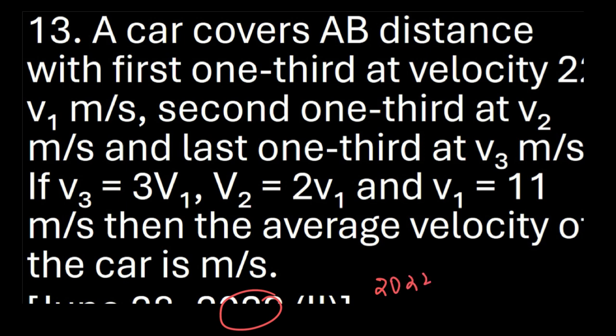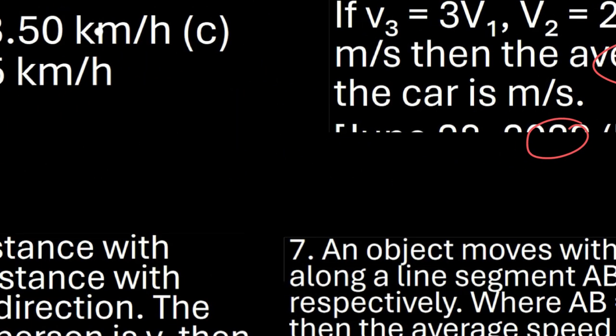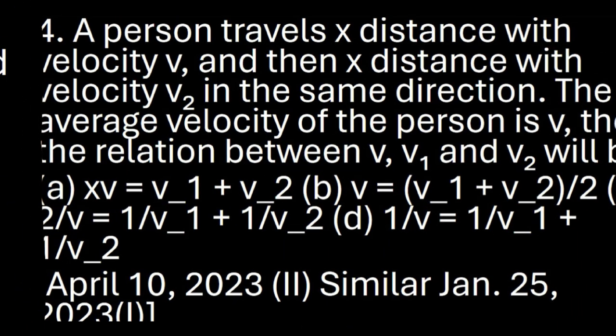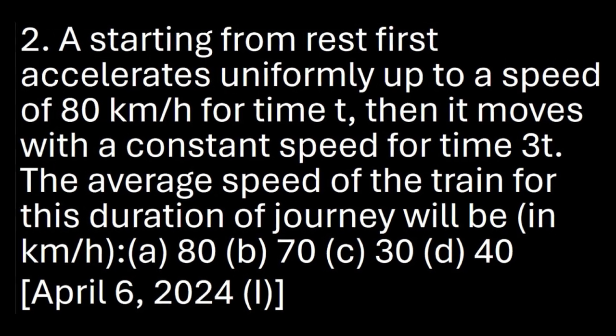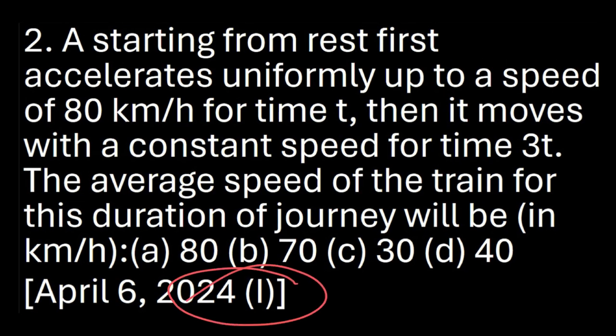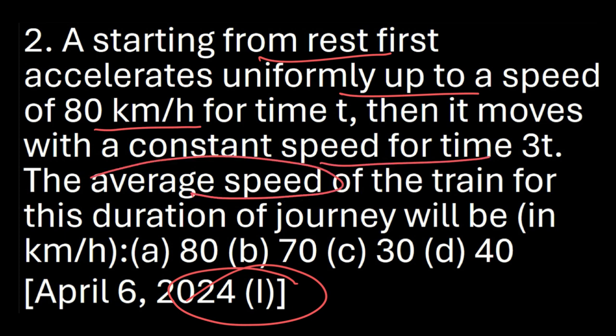I think this is in 2022. Look at that, average velocity again, right? It is literally the same thing that's been asked over and over again in the last few consecutive years. The 2024, 1 year before, right? What do we have here? Starting from rest, uniform acceleration, 80 kilometer per hour, constant speed, 3t, duration of journey, the average speed of the train.